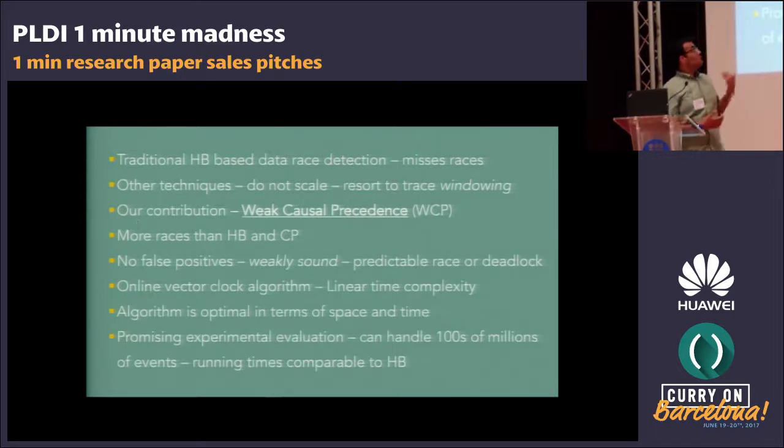Our contribution is this new partial order called weak causally-precedes. It is provably more general than happens-before or CP. Further, it's sound. It doesn't raise any false alarms. The most important part being that it has a linear time vector clock algorithm, and that is the source of all the efficiency. We show that our algorithm is optimal in terms of space and time, and further, our experiments are promising. We show that we can handle really huge traces and still have running times comparable to happens-before.